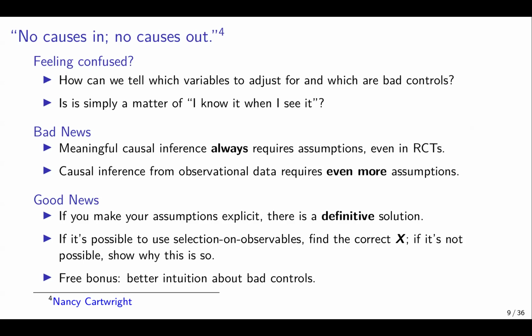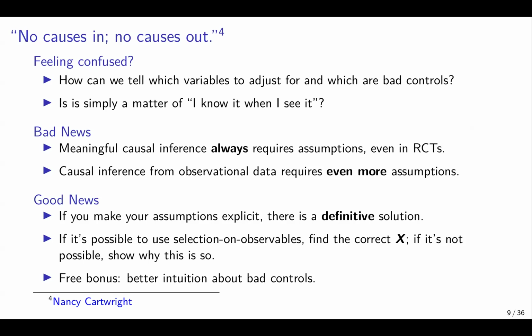First, the bad news. The bad news is that meaningful causal inference always requires assumptions, and that is even true in randomized controlled trials. If you don't agree, I'm very happy for you to fight me in the comments, but meaningful causal inference always requires assumptions. Causal inference from observational data requires even more assumptions than causal inference in randomized controlled trials. So causality is important. Randomized controlled trials have all sorts of exciting advantages, but yeah, meaningful causal inference is hard. And because we're looking at observational data now, our life is particularly hard.